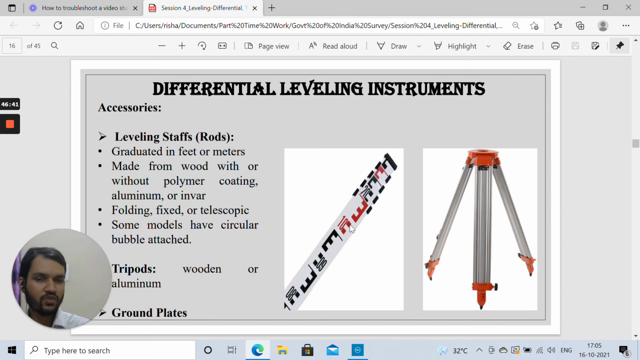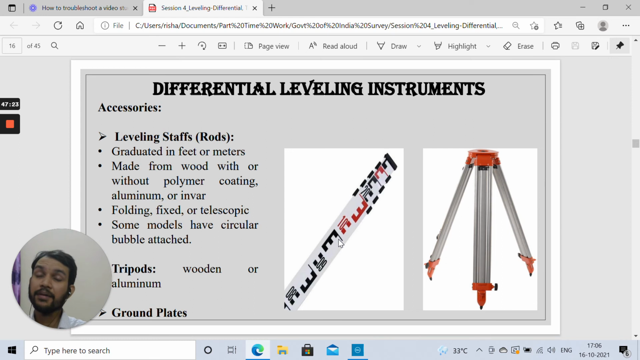Next to that is the tripod. What is a tripod? It has 3 legs. It is basically made of wood, aluminium or invar, and it is used to mount the instrument. The auto level or the level that we are using is mounted over this. The legs of the tripod can be fixed on the ground, and once inserted in the ground, it takes a stable position, and now the instrument can be fixed over the top of the tripod, and thereafter we can make its line of sight horizontal by adjusting the leveling screws. So this is for the tripod. For leveling staff, I already told you, these come in different forms.